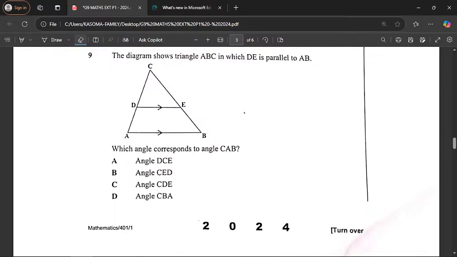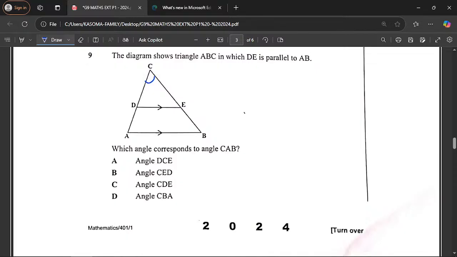So the angle that corresponds to angle CAB is what? Give me the answers. Comment your answers. Which one is the angle that corresponds to angle CAB? Before I give you the explanation, we have got the angle DCE, meaning this angle here. Does it correspond to angle CAB?